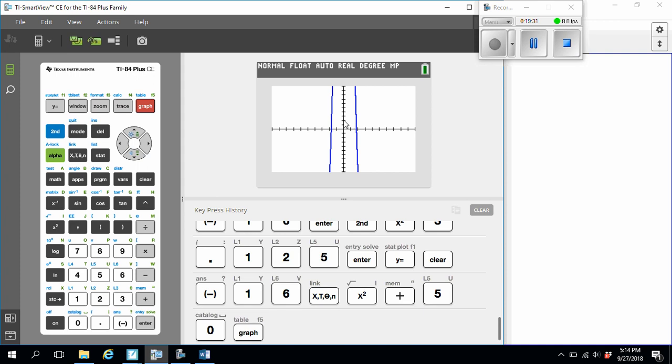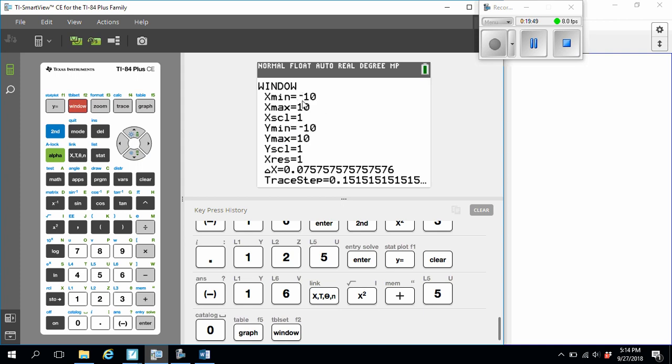Now I'm going to change the window just because all I'm wanting is this side of the graph to get my x-intercept. So that means I'm going to start from 0 and then move on over this way here. Okay. So I'm going to go to window. This is where you can change things. So my x-min, remember x is your horizontal, is -10. I'm going to change that to 0 here. And then my x-max is 10.